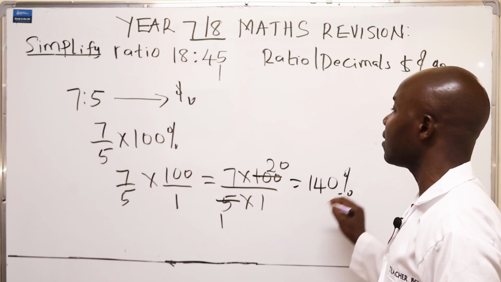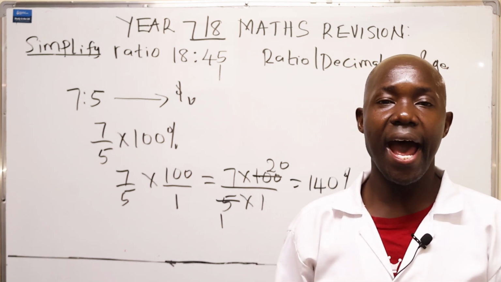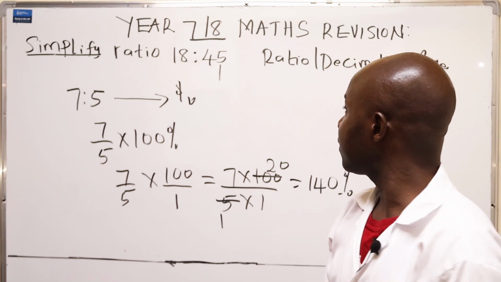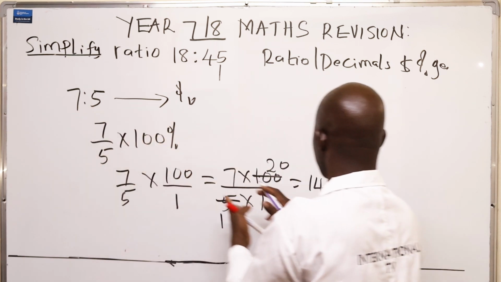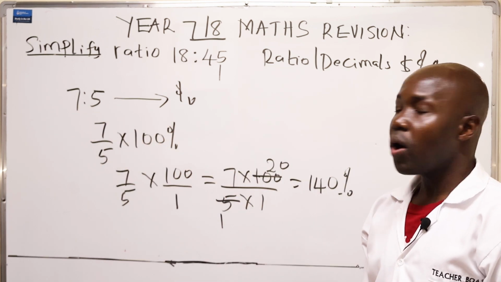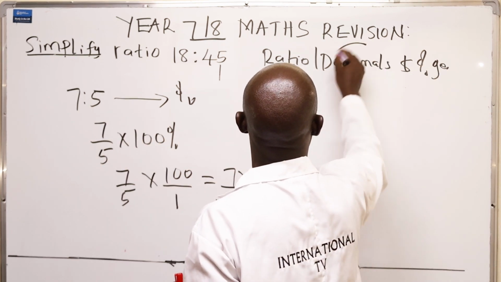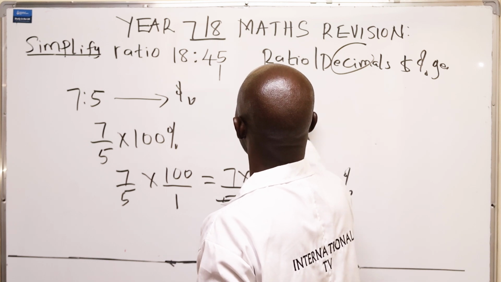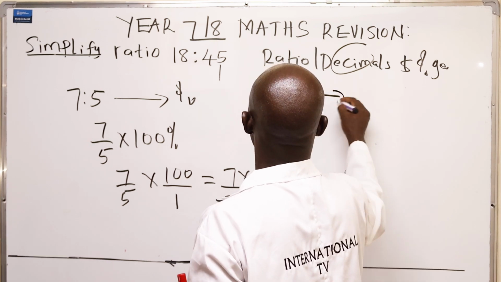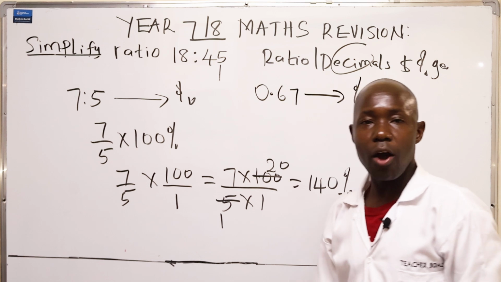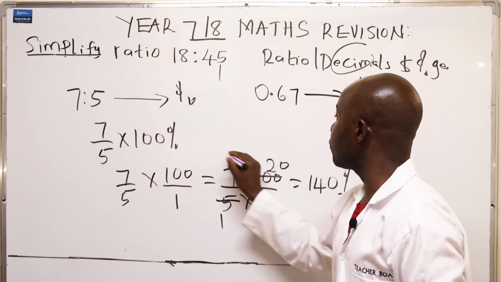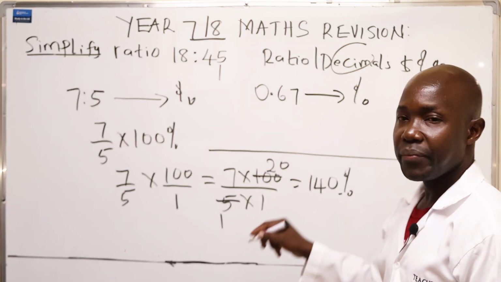So the percentage here is supposed to be 140. That means when you are changing ratio into percentage. What if somebody comes and asks you the decimal, giving you 0.67, convert this into percentage? How do we go about it? Allow me to draw the line here so that we may show it here.